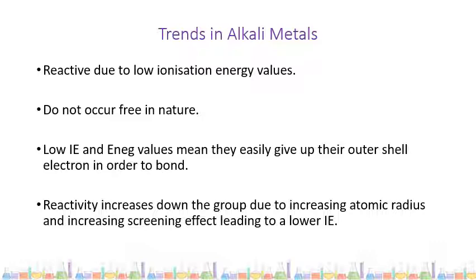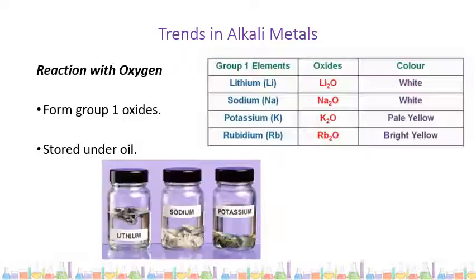As we move down the group, we're adding on an energy level each time, meaning that the electron we're going to remove from the outermost energy level is further away from the attractive pull of the nucleus and also has lots more electrons in the inner energy levels, screening the positive charge from the nucleus.